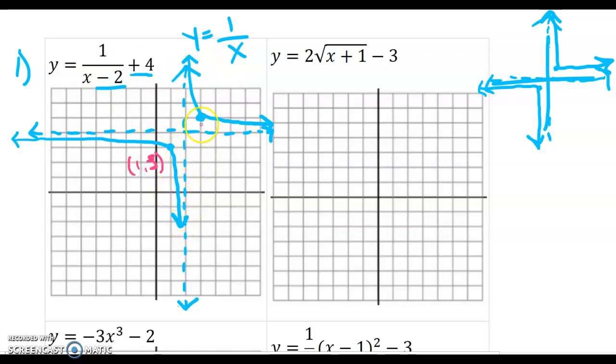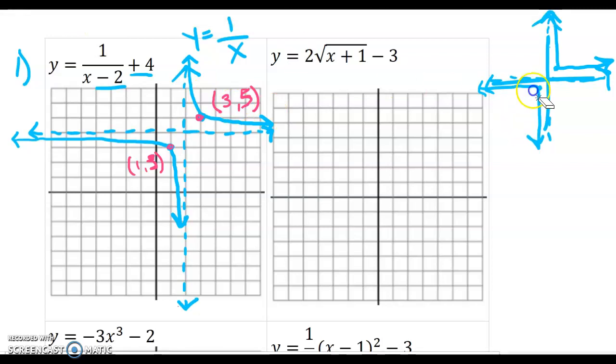Love that. How about this point? 1, 2, 3, so I have 3. 1, 2, 3, 4, 5. Plug in 3 for x. 3 minus 2 is 1. 1 divided by 1 is 1. 1 plus 4 is 5. Excellent. We are good to go. Again, with rational functions, normally we want 3 key points minimum. This is a key point, this is a key point, and then your asymptotes essentially act as key points, quote unquote, as well.